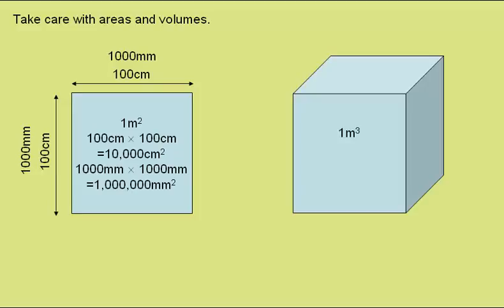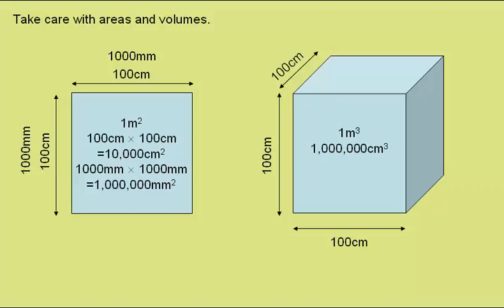For volume, here we have 1 cubic meter, which is 100 centimeters by 100 centimeters by 100 centimeters, giving a volume of 1 million cubic centimeters, or 1 times 10 to the 9 cubic millimeters.